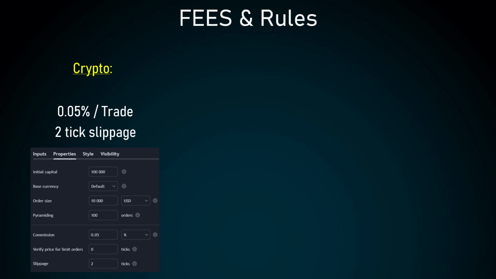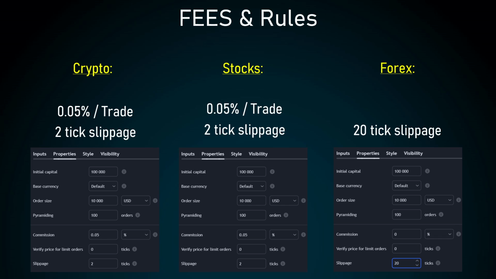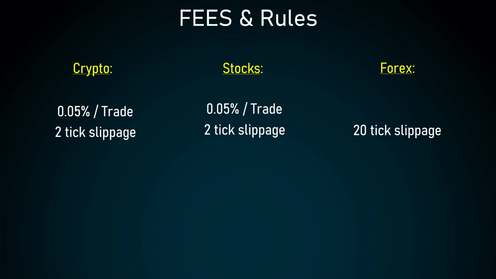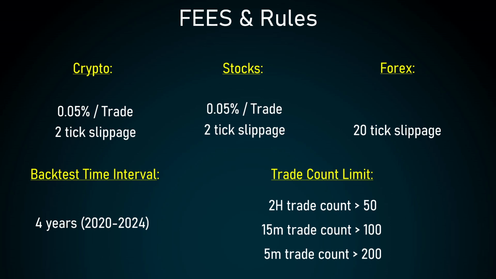For crypto, I used 0.05% fee per trade and 2 tick slippage. For stocks, I used the same, and for Forex, I used 20 tick slippage as fee. I will backtest each setup on the last 4 years of price data, and I set up a trade count limit to only keep statistically significant results. On the 2-hour chart, the minimum trade count is 50, on the 50-minute chart 100, and on the 5-minute chart 200. Now let's see how the sorting system looks like.